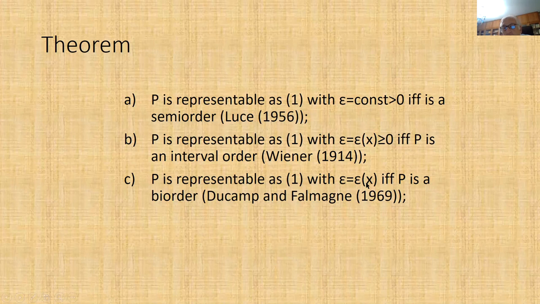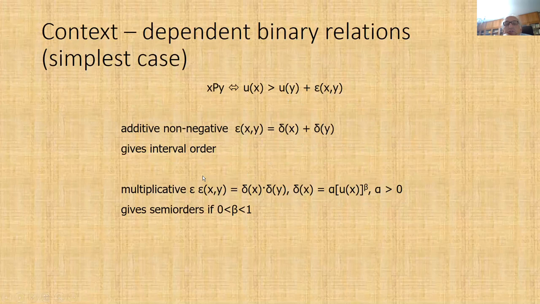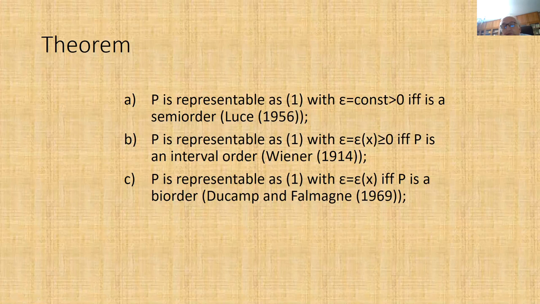And in 1969, Ducamp and Falmagne proved that if it is not restricted by non-negativity, then P is a B order, if and only if it is a B order. This is a very fundamental result in this field. There were several articles in this direction, and it was used very widely in psychology, mathematical psychology, etc.